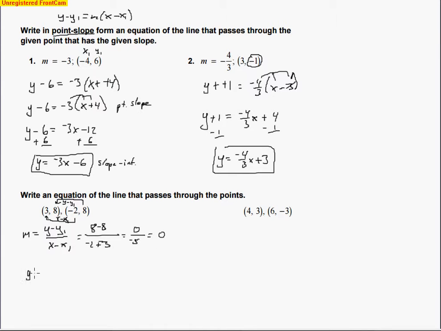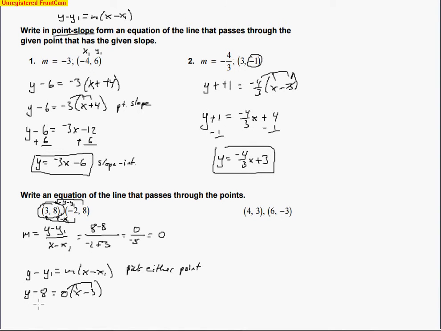Let's write the equation. Now I'm going to use y minus y1 equals m times x minus x1, the point slope formula. So I've got y minus, and then I'll use this point right here. It doesn't matter which point you pick. Just pick either point. So it doesn't matter which one. And so I'm going to rewrite y minus 8 equals 0 times x minus 3.